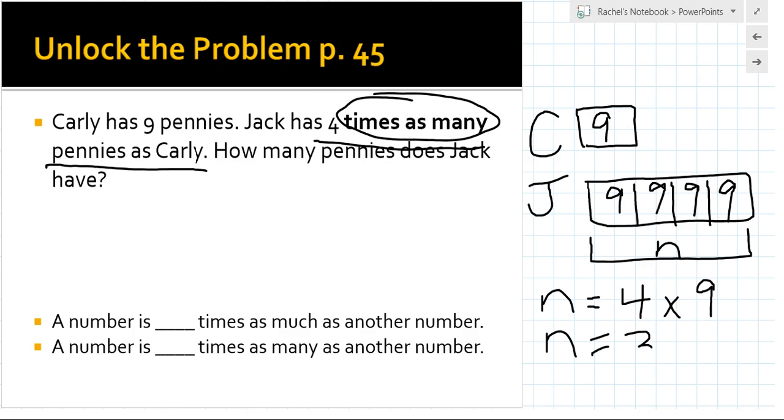And students know with their basic multiplication that 4 times 9 is 36, or they could simply add 9 plus 9 plus 9 plus 9 and get 36. So our answer is n equals 36. n was the unknown. We didn't know how many pennies Jack had, but now we understand that it's 36. And we can see with our model that Jack's amount is 4 times greater than Carly's.